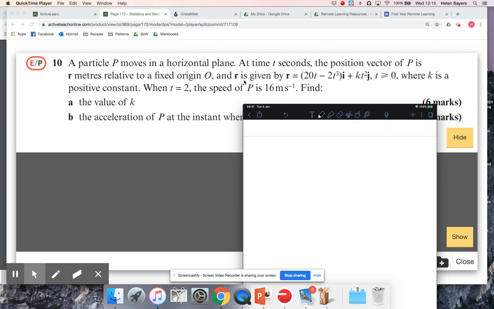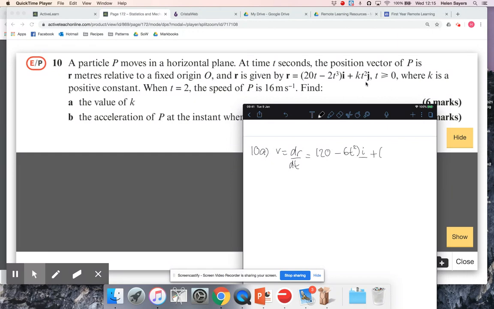Okay, so to get to the speed, I'm going to find the velocity. So before I even worry too much about my exact method, let's just get the velocity vector. That's going to be the differential of the position vector. So differentiating this, 20t is going to differentiate to 20, and 2t cubed is going to differentiate to 6t squared.